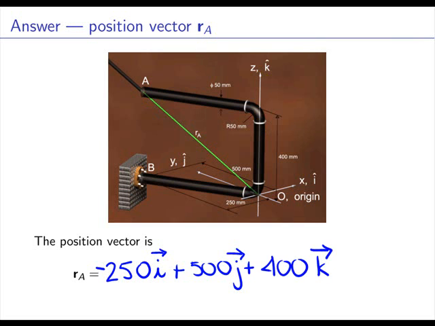Now we didn't write it down at the time, but each of these numbers represents a distance in millimeters. We must remember to write the units down now. If we leave them off, there's no way of knowing what the numbers mean. We now have to find the unit vector UA in the direction of A from the origin. It has the same direction as RA.